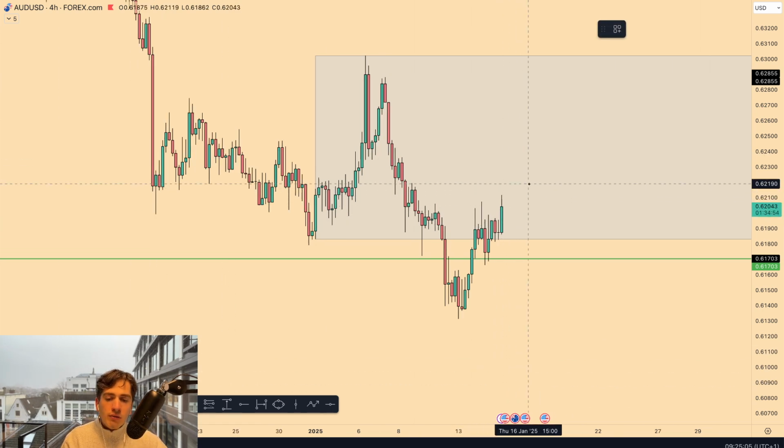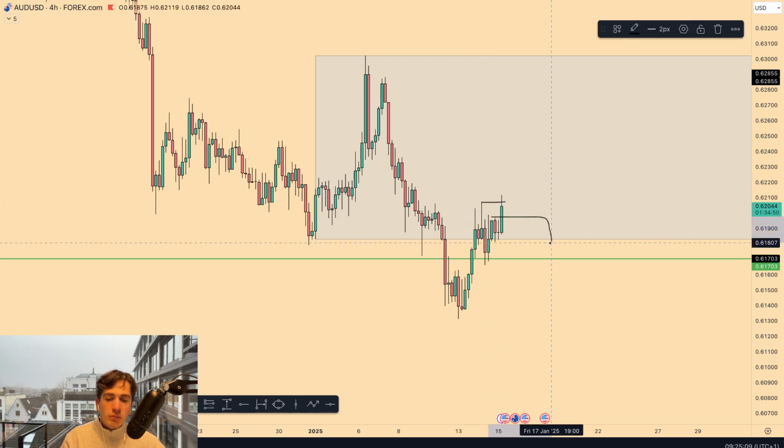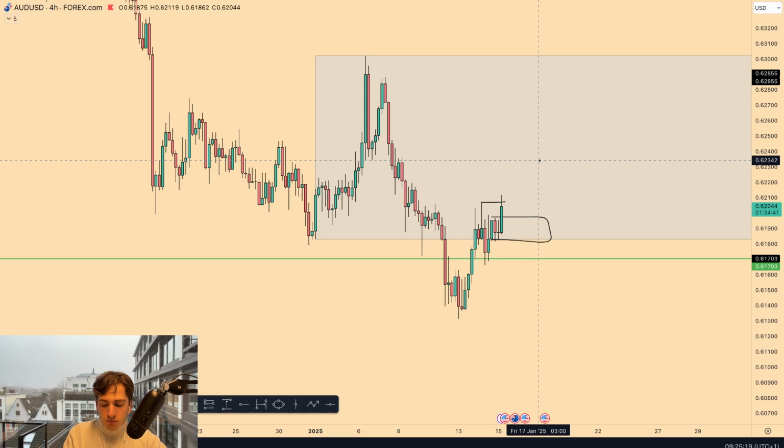And for now, the 4-hour fractal structure is bullish. We broke this 4-hour fractal high. Therefore, this is now pretty much your area of demand that is currently in control. So do keep in mind that AU should push up higher today. Yeah, that should happen.